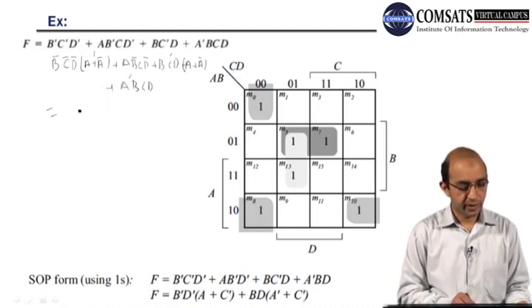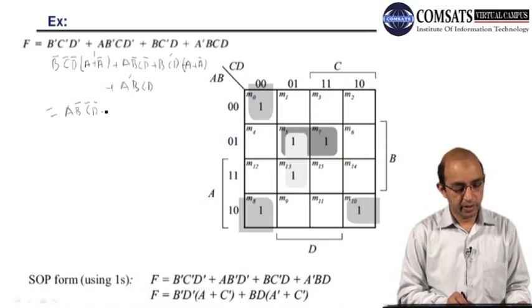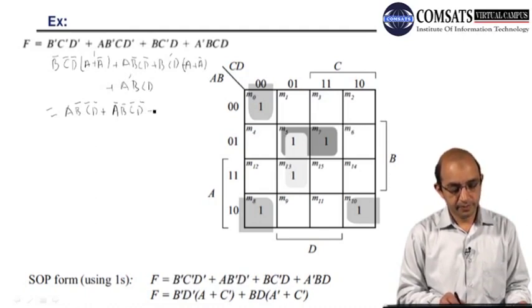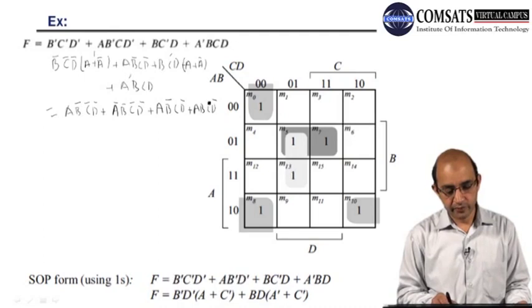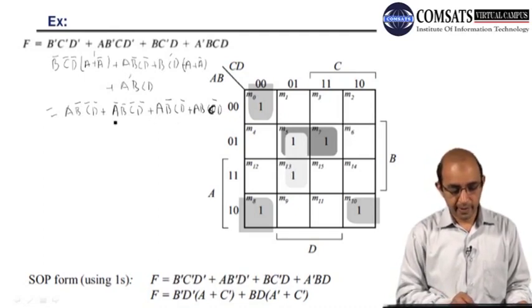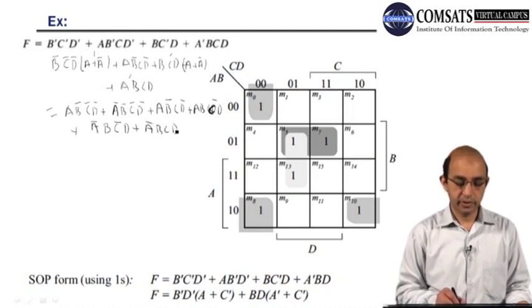So now you can have A, B bar, C bar and D bar, and then A bar, B bar, C bar and D bar, and then A, B bar, C, D bar, and now we have A, B, C bar and D. And we have A bar, B, C bar and D, and finally we have A bar, B, C, D.